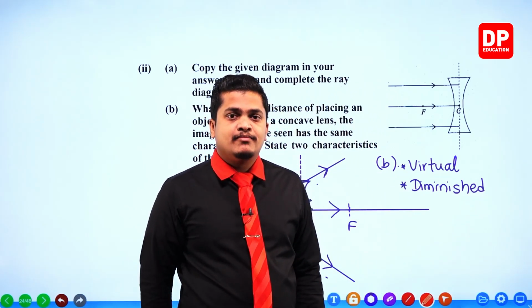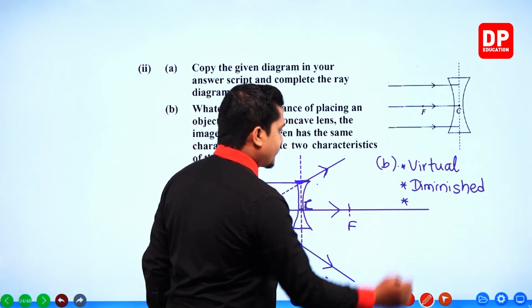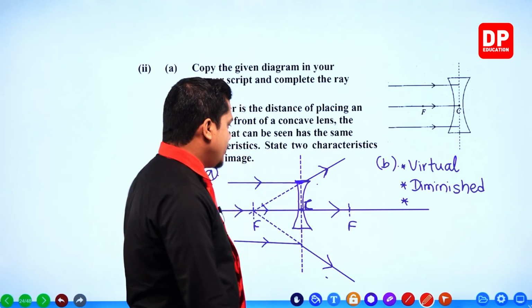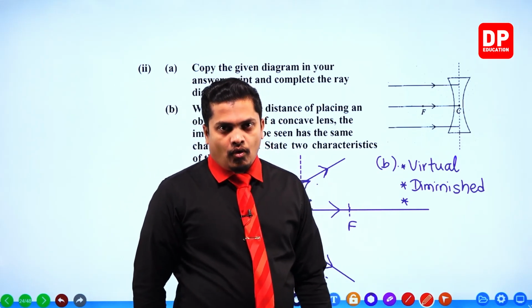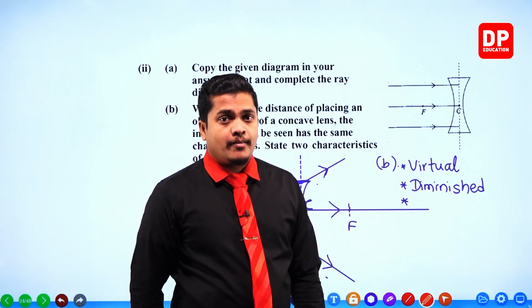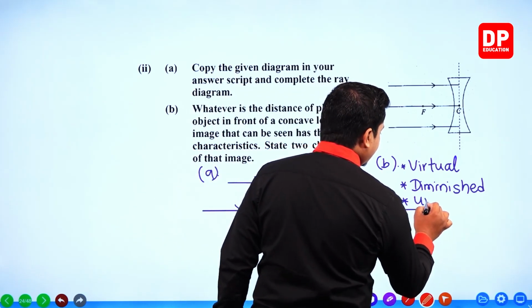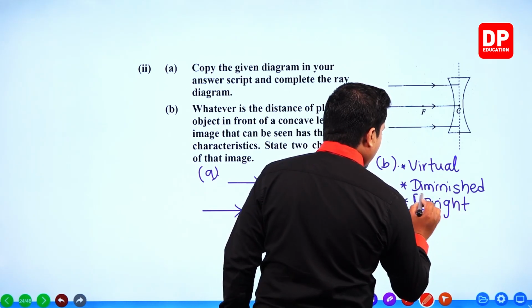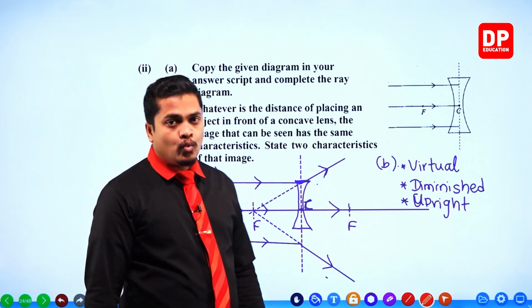Diminished images, that means smaller than the size of the object. Then the third and the final feature. There are three features, and this is the third and the final one. When you collect these light rays to the opposite direction, these light rays are always, my dear children, creating an upright image, okay? So, upright. So, the image is upright, the image is diminished, and it is also virtual.